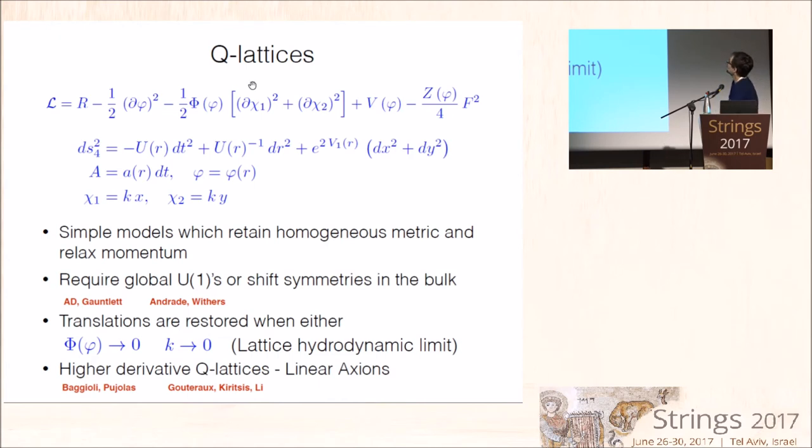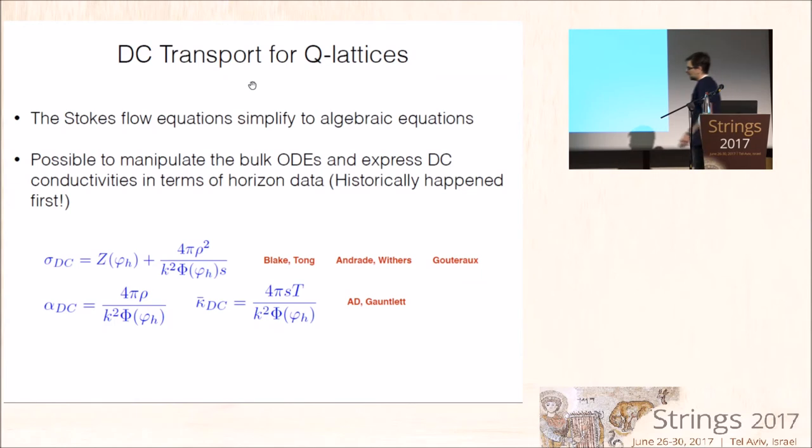Now, in this model that I wrote down for illustration, you can think of restoring translations either by taking this capital phi to zero or by taking k to infinity. You can think of k as a period in your system, and if I take k to zero, this is essentially the hydrodynamic limit of your lattice. Now, in this case, the Stokes' law equations become almost trivial. There are no PDEs. They become algebraic equations we can simply solve, and you can extract the DC conductivities from the horizon. But what has historically happened is that people were actually fiddling with the ODEs for the perturbation in the bulk. If you do that, you can construct quantities that are constant on the horizon. They do not renormalize as you go all the way to the boundary, and they give you precisely the currents in terms of horizon data.